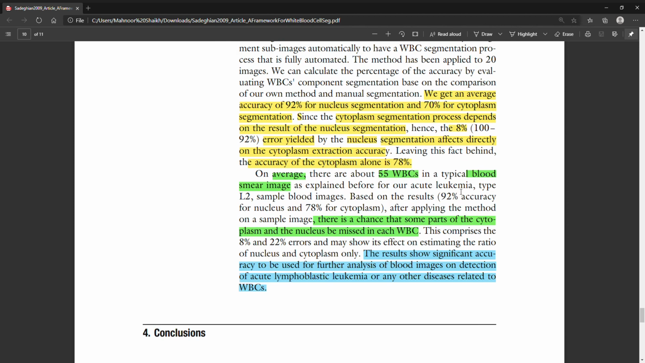On average, they also found that there are 55 WBCs in a typical blood smear image. So there are chances that some parts of the cytoplasm and the nucleus are missed in each WBC. The results show significant accuracy to be used for further analysis of blood images on detection of acute lymphoblastic leukemia or any other disease related to white blood cells.